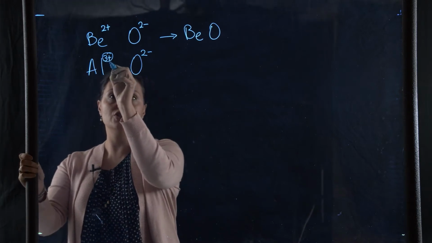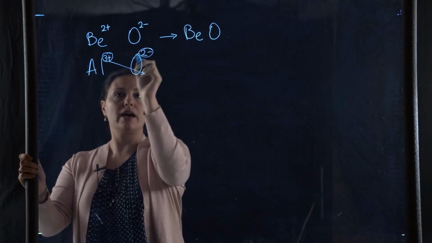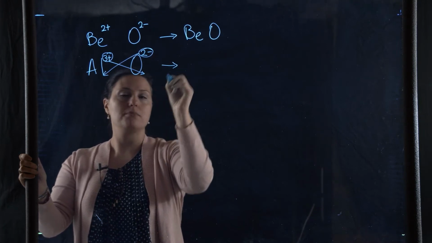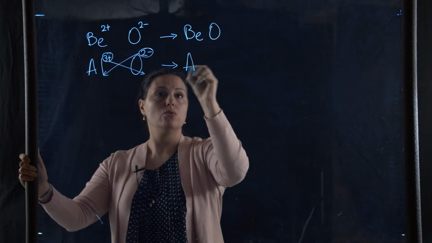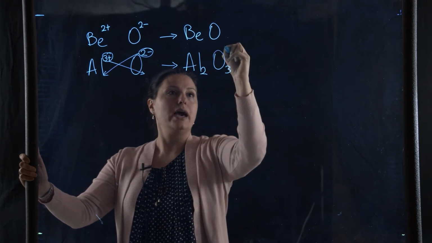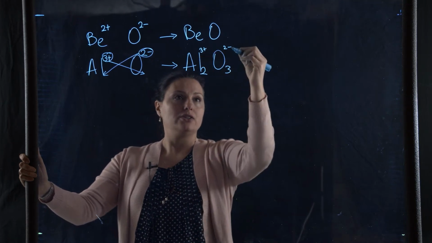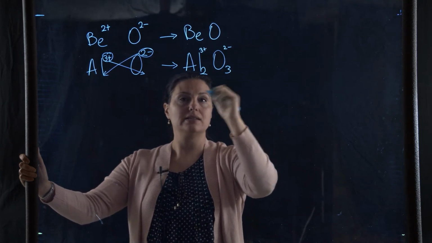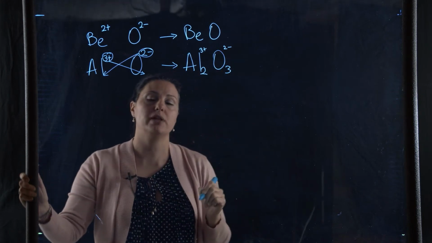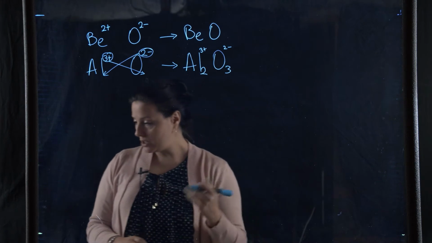I can take the charges of each ion and bring them down as a subscript for the other. And so therefore, my compound will have to be Al2O3. And if I were to double check my charges, my total negative charge is -6, my total positive charge is +6, and therefore I've written this correctly. Let's move on to the next one.